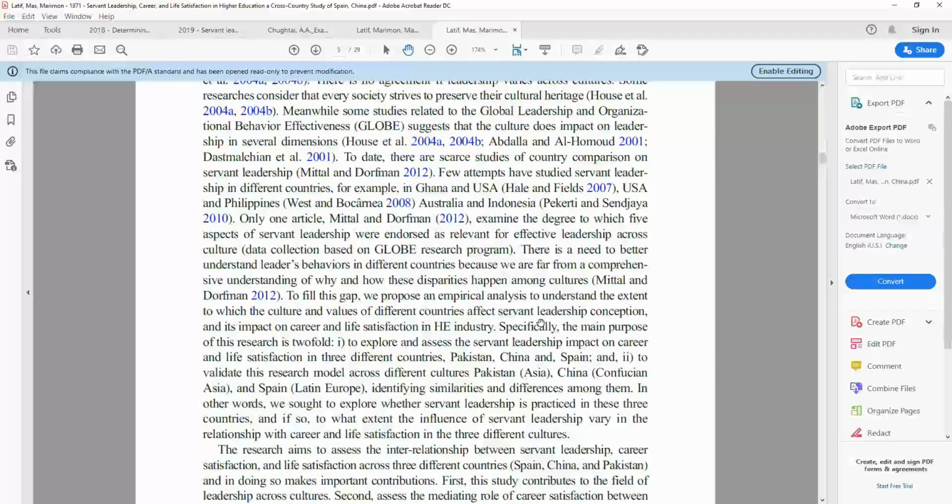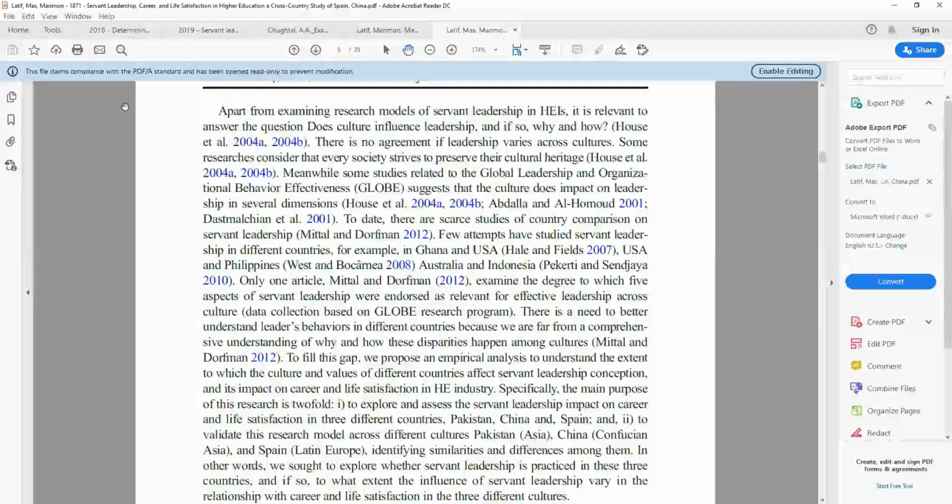Why cross-cultural research is important and why there are limitations pertinent to cross-cultural research on servant leadership. And how did we get this information? Obviously, reading through the latest research.